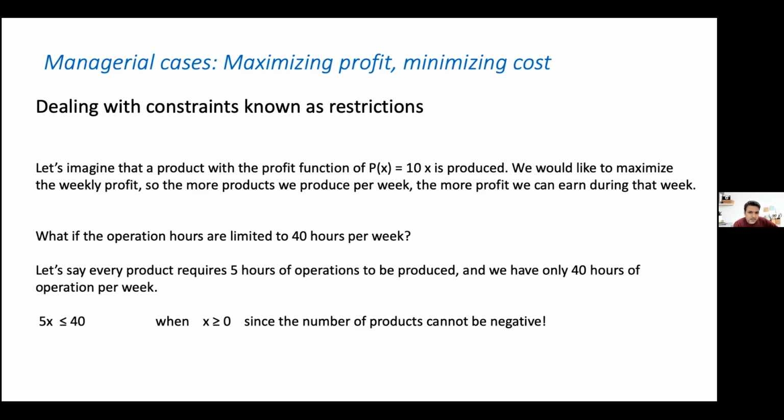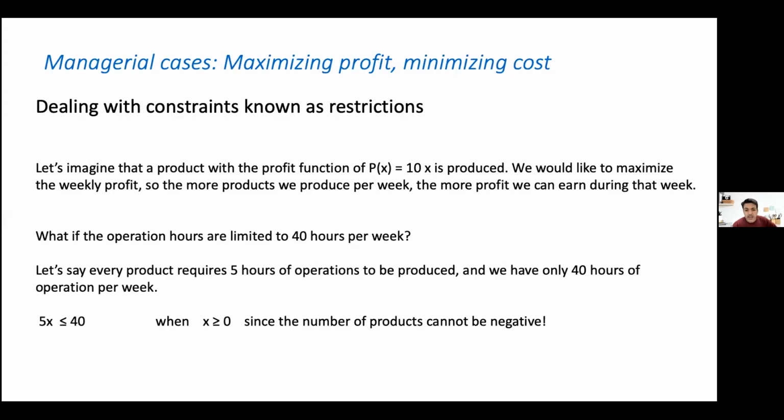5x. So if you remember, x represents the number of production. So 5x means what? Means total number of hours that we operate. So hours of operations. 5x should be less than or equal to 40 hours, because that's the maximum possible hours that we can spend weekly.